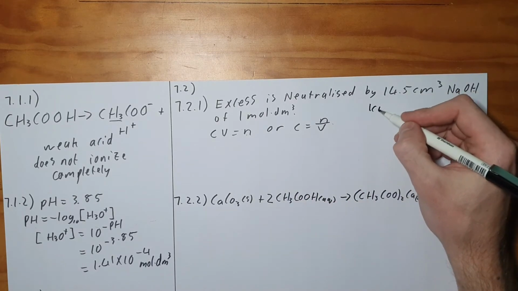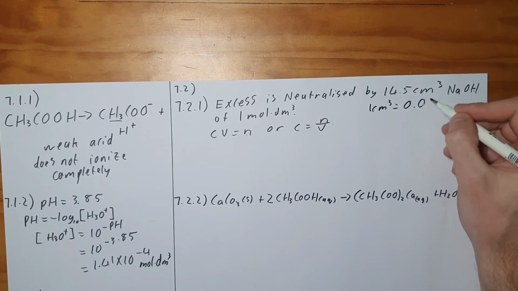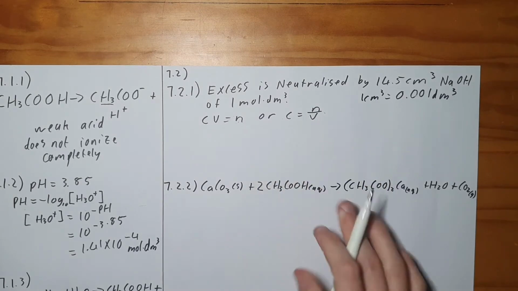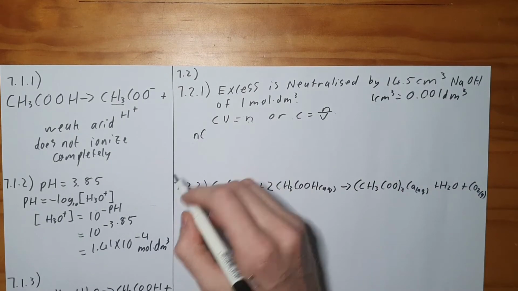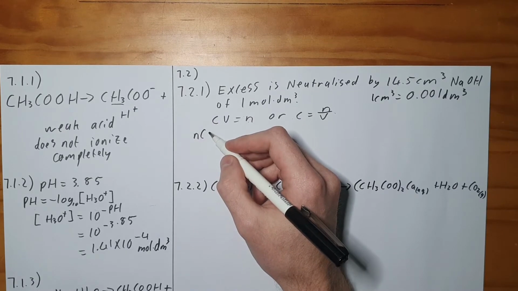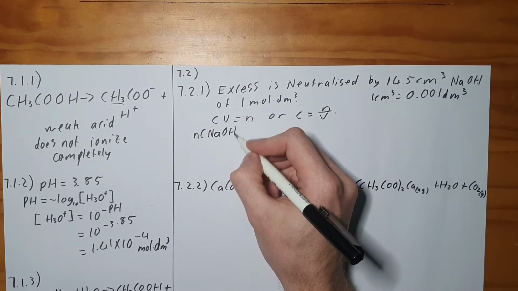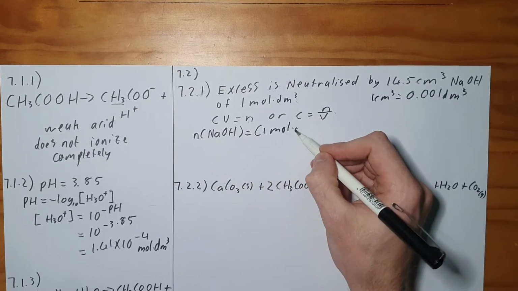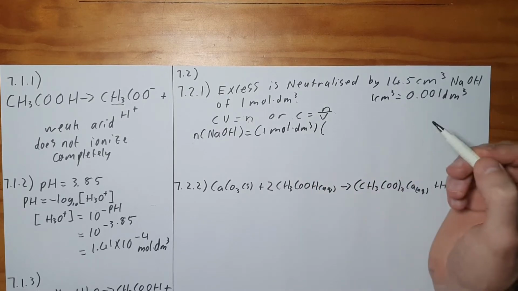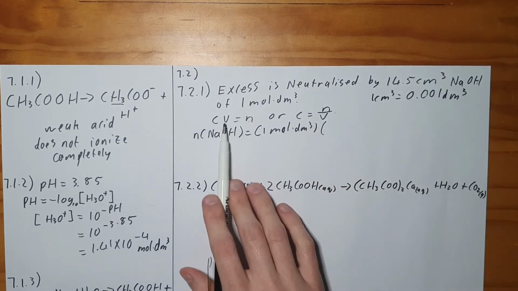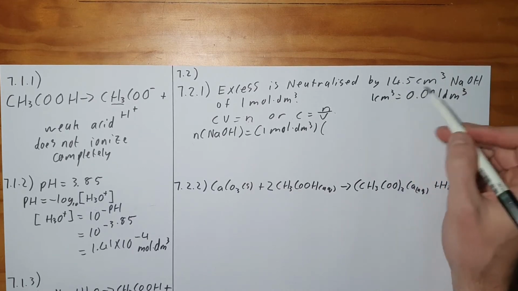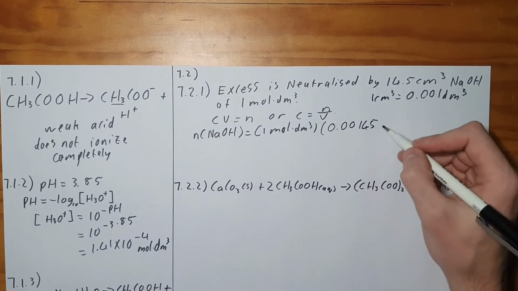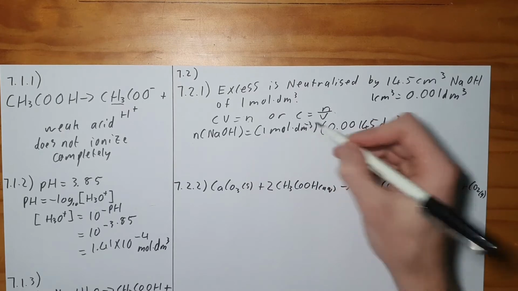Okay, remember that 1 centimeter cubed is equal to 0.001 decimeters cubed. So calculating the number of moles here, N of NaOH, is equal to the concentration, which is 1 mole per decimeter cubed. Then we have the volume here, that's in centimeters cubed, so we convert it to decimeters cubed, so that's going to be 0.00145 decimeters cubed.